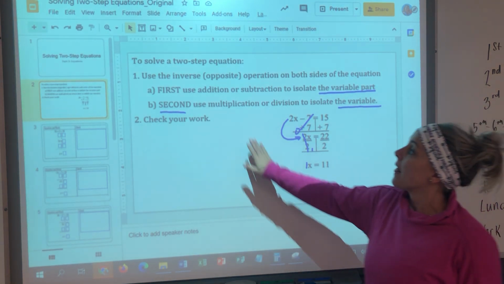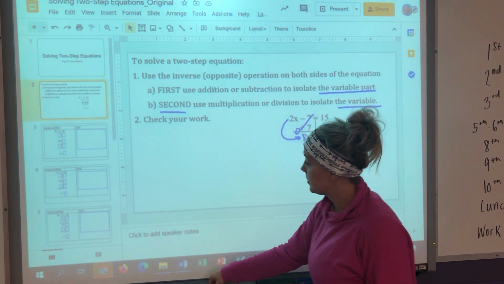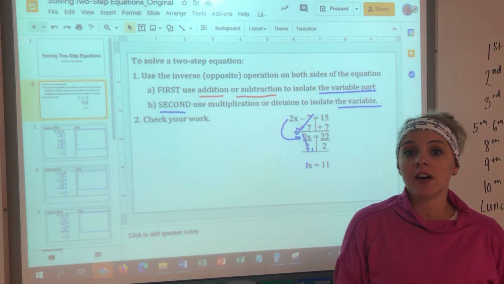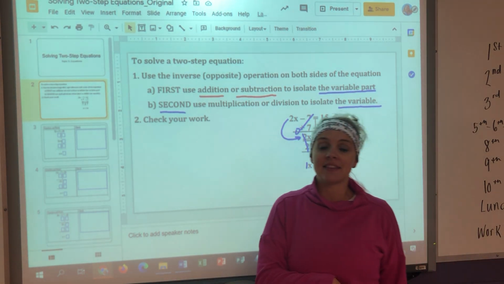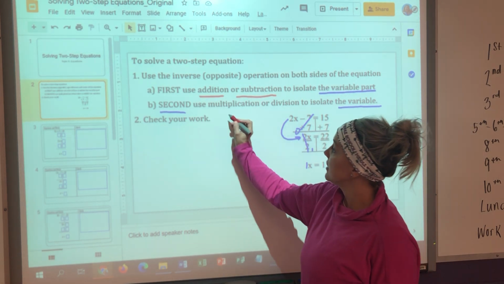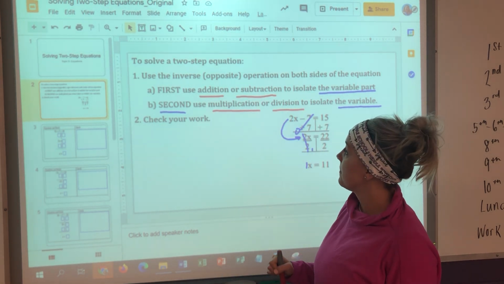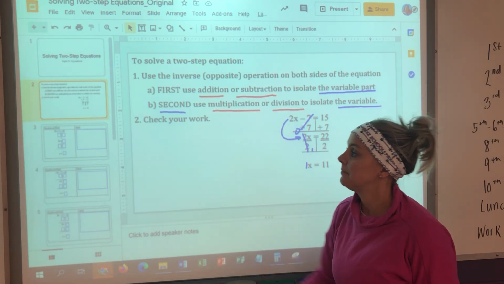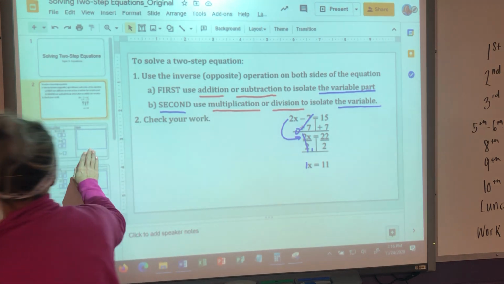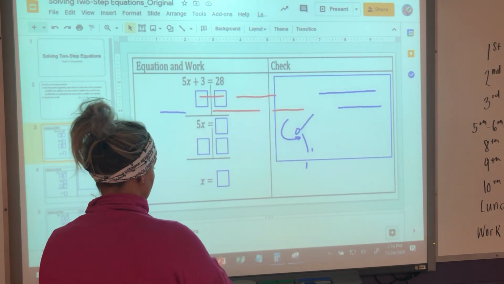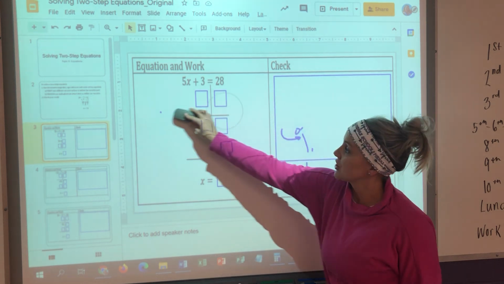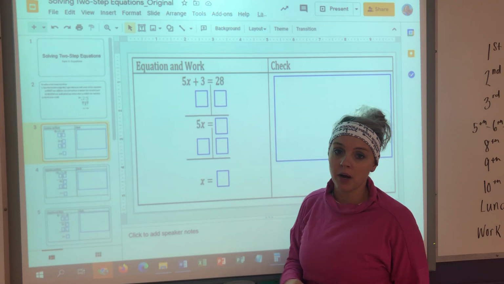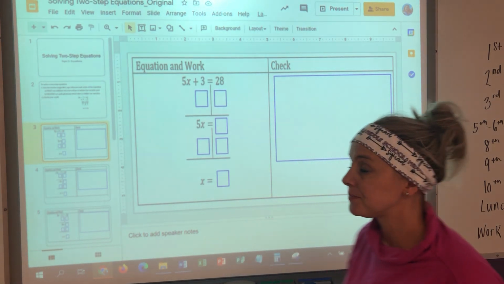Again, first we use addition or subtraction. If we see addition, we're going to subtract that value. If we see subtraction, we're going to add that value. And then the second, we use multiplication or division. So first add or subtract, second multiply or divide. Let's go ahead and get started on some examples. Today we are only going to focus on multiplication. We are not going to focus on division problems today. We will do division problems tomorrow.